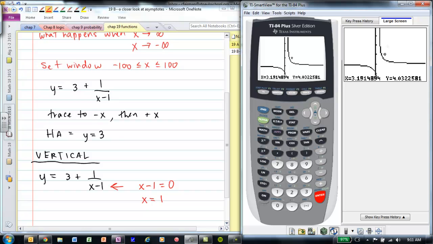Alright, you can actually see it there. So you can see this line is approaching 3 from the bottom. This line is approaching 3 from the top. And both of them, they skip over 1. So you can actually see the asymptote in that case.